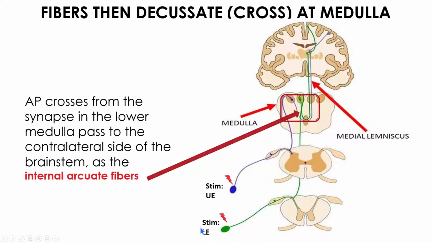Another picture, here's the lower extremity stimulation, upper extremity stimulation. The action potential goes to the cord through the dorsal root ganglion, ascends up ipsilaterally to the medulla. Then these fibers synapse right here at the medulla, and then they cross over. The crossover fibers are called internal arcuate fibers.